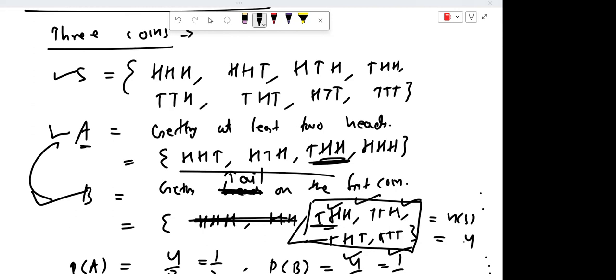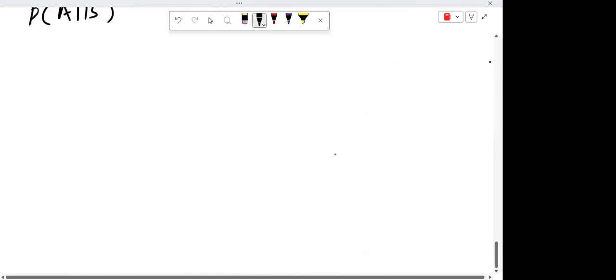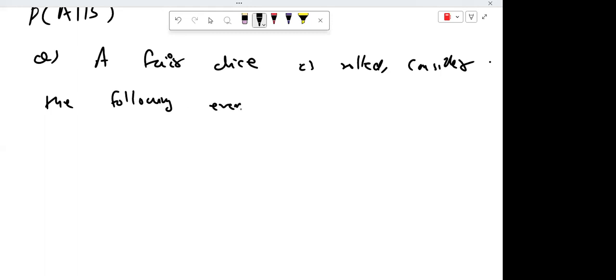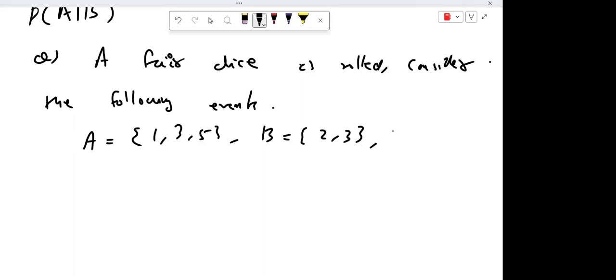Okay, let's solve one question on this. A fair dice is rolled. Consider the following events. A is 1, 3 and 5. B is 2, 3 and C is 2, 3, 4, 5.